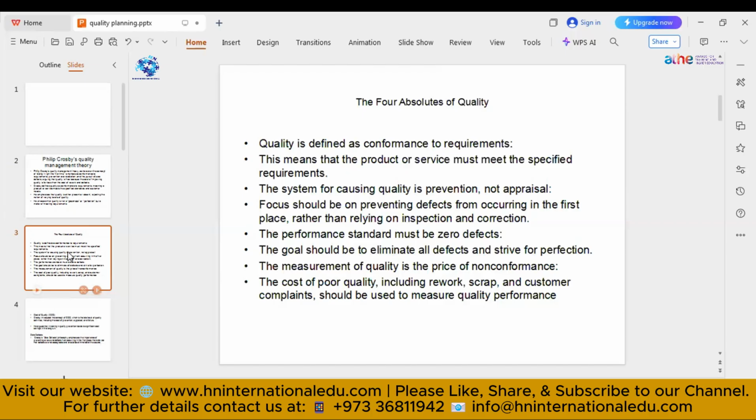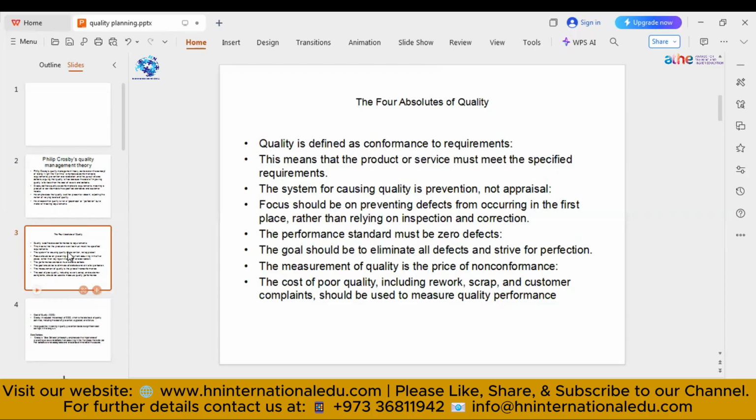As I told you earlier, do it perfectly from the start. Don't rely on someone coming to check, inspect you, and make corrections, because it will put additional burden on you. So try to focus on perfection from the very start. The performance standard must be zero defects. Yes, it should be zero defects, meaning no mistake at all from the beginning. The goal should be to eliminate all defects and strive for perfection.